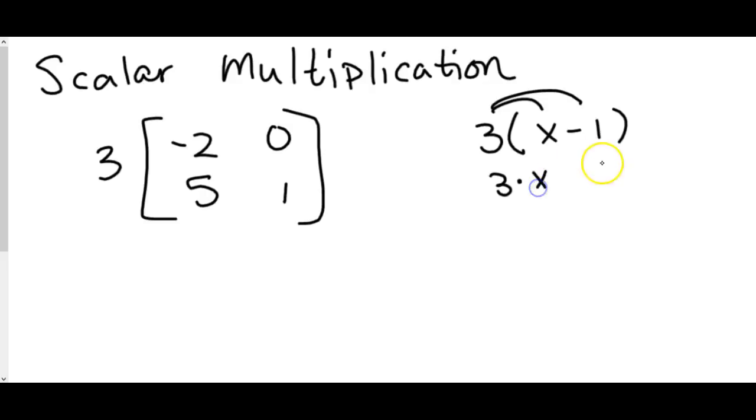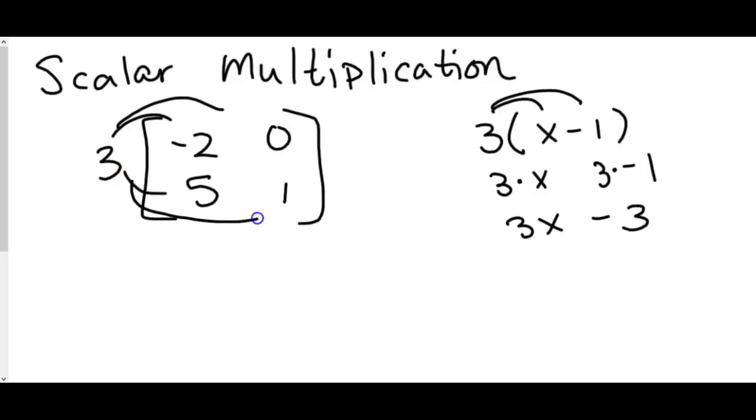You do 3 times x, 3 times negative 1, you'd have 3x minus 3. Well, same thing here, but you're going to multiply the 3 times everything inside. You'd have 3 times the negative 2, 3 times the 0, 3 times the 5, and 3 times the 1. Most of the time we don't write out what we're multiplying.